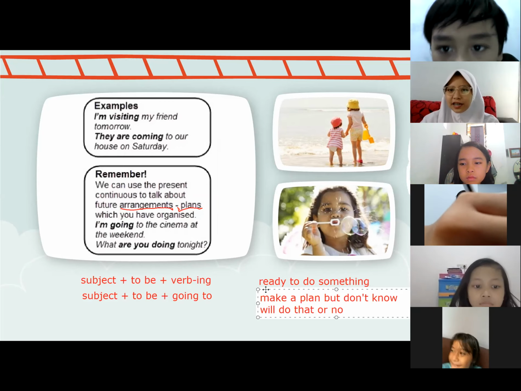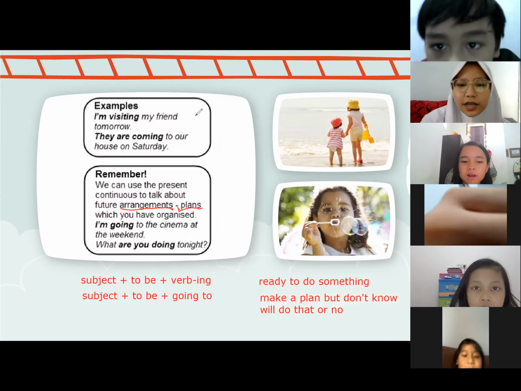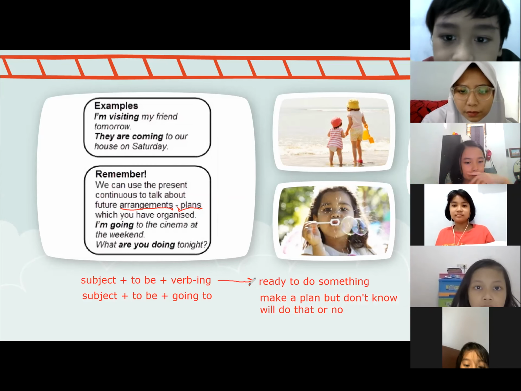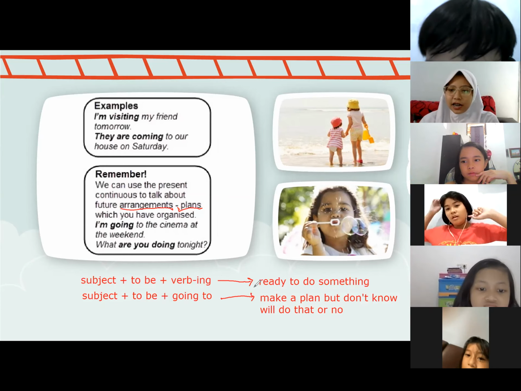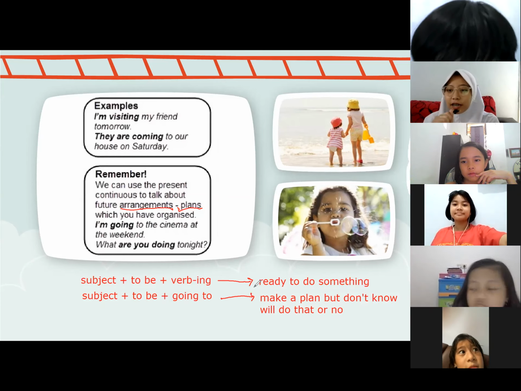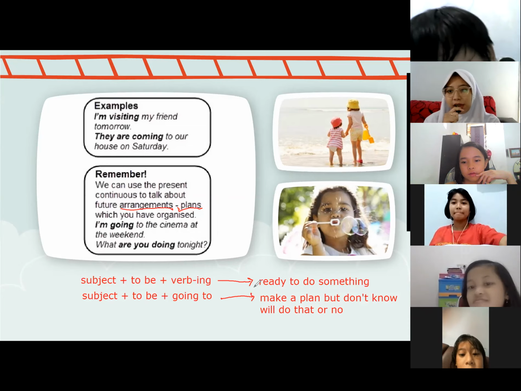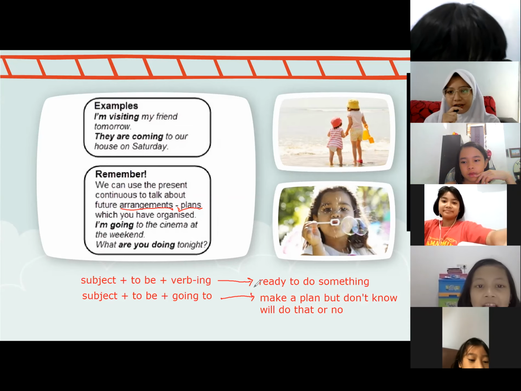Do you understand, guys? Do you understand the differences? Yes. Nura, Kania, Nade, Sibil, Tristan, do you understand? I understand. No, yes. I don't understand.